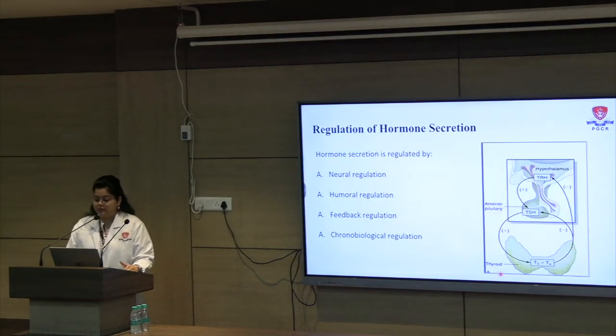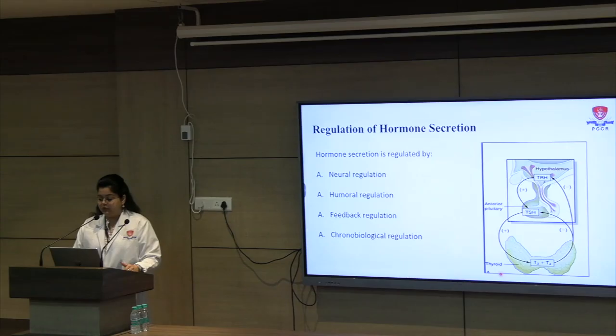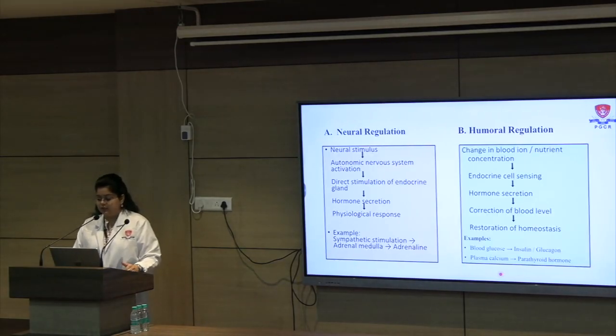Regulation of hormones is done via 4 mechanisms: neural regulation, humoral regulation, feedback regulation, and chronobiological regulation. We'll be discussing these one by one. Coming to the first, the neural regulation. Under the neural stimulus, there is activation of the autonomic nervous system, leading to endocrine gland secretion and hormone secretion. The simplest example is the sympathetic stimulation that stimulates the adrenal medulla, leading to adrenaline release.